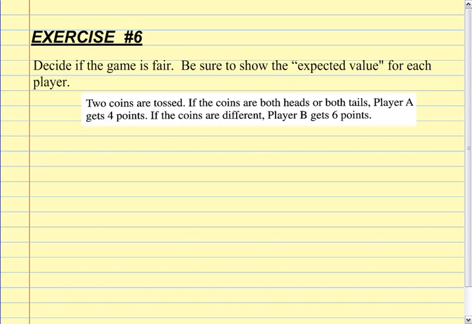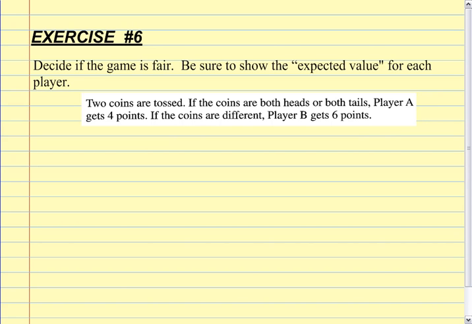Exercise number 6. Decide if the game is fair. Be sure to show the expected value for each player. How many players do we have in this one? Well, let me read it first. It says 2 coins are tossed. If the coins are both heads or both tails, player A gets 4 points. If the coins are different, player B gets 6 points.